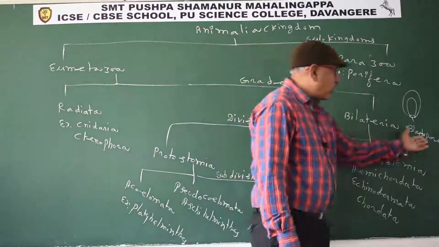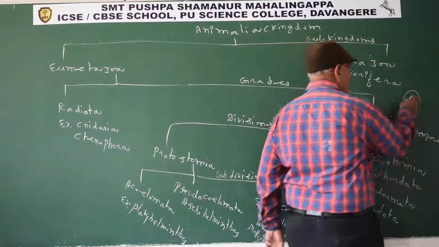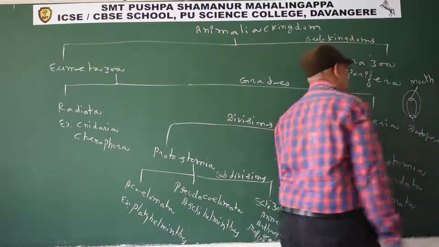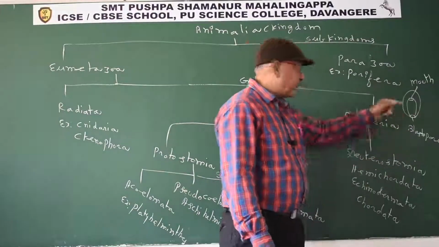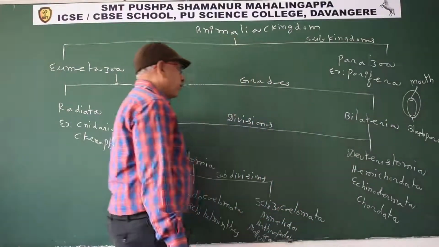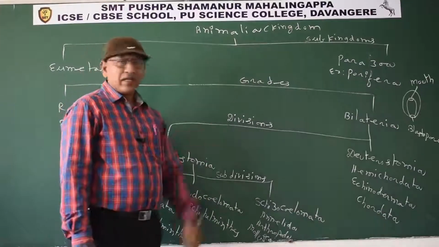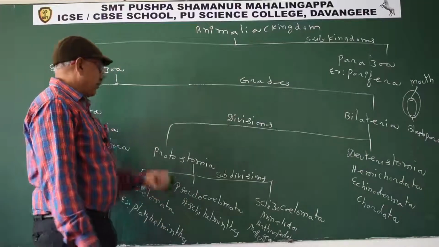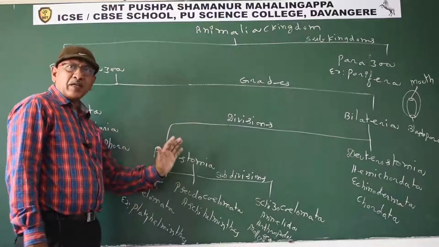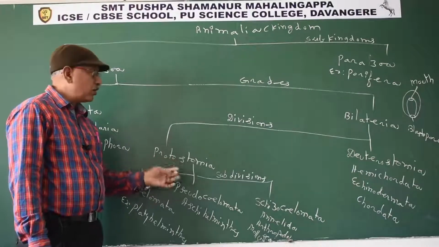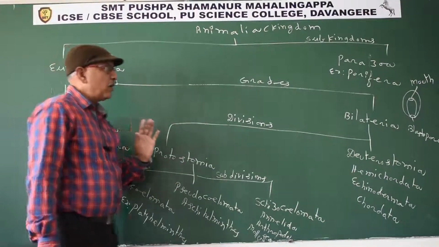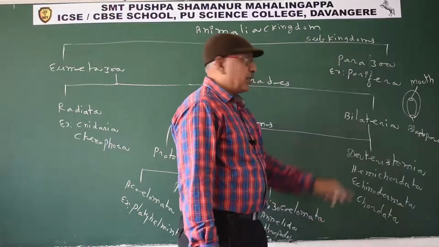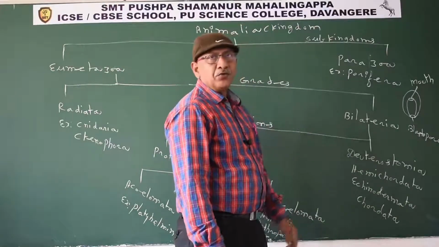In Deuterostomia, the blastopore develops into the anus. Opposite to the blastopore, another opening is formed. This opening develops into the mouth. That means the second opening develops into the mouth. So the grade Bilateria divides into two divisions, Protostomia and Deuterostomia. If the first opening develops into the mouth, it is included in Protostomia. If the second opening develops into the mouth, it is included in Deuterostomia.